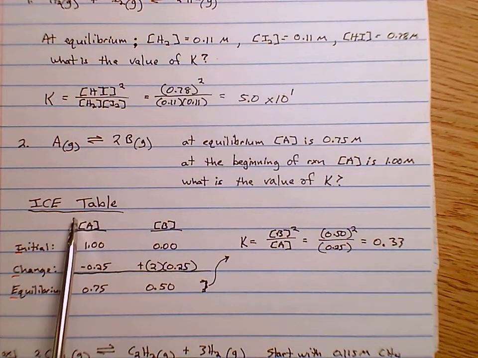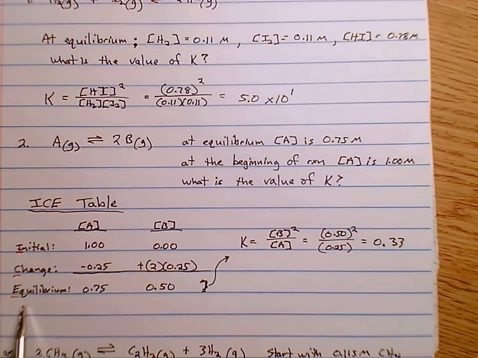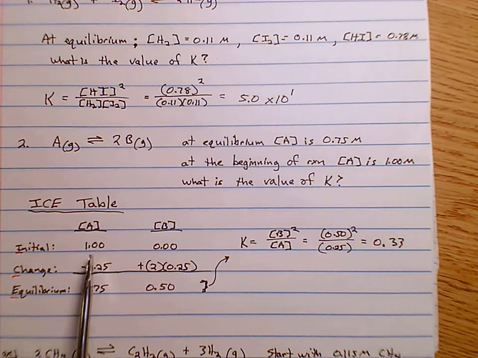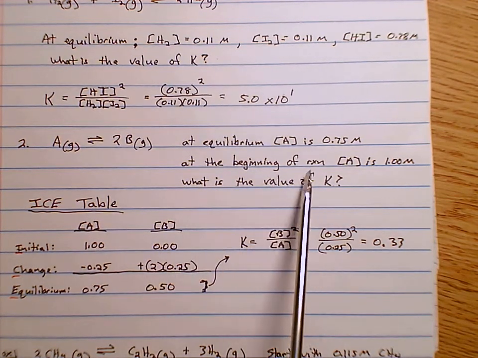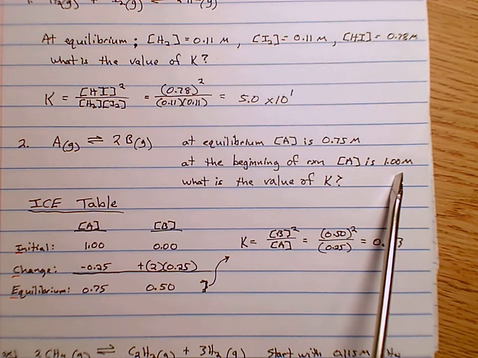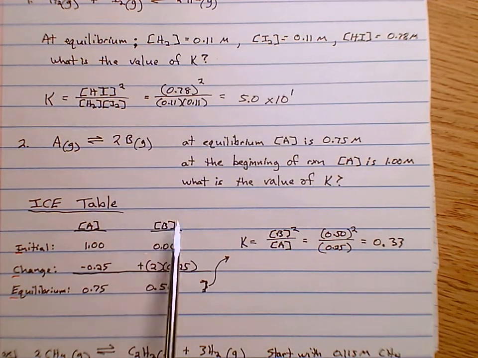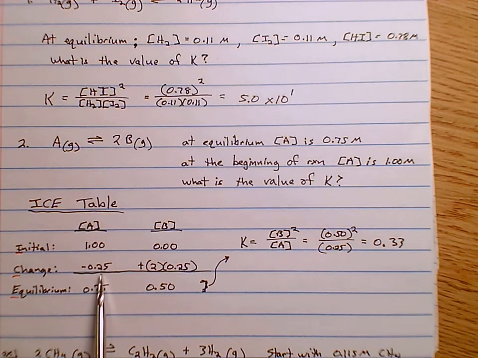All right. ICE table stands for initial, change, equilibrium. And so here's what you write. You write the concentration of A, the concentration of B. You write initial, change, equilibrium. In the future, I am just going to write ICE. And you just put in some numbers. What's our initial concentration of A? It's 1.00 molar. Our initial concentration of B? Well, at the beginning of the reaction, we know there's no B in there. So our concentration of B is 0 at the beginning of the reaction, unless told otherwise.